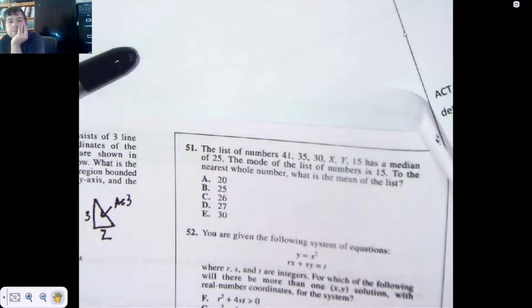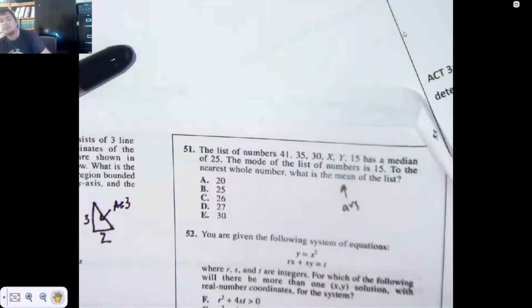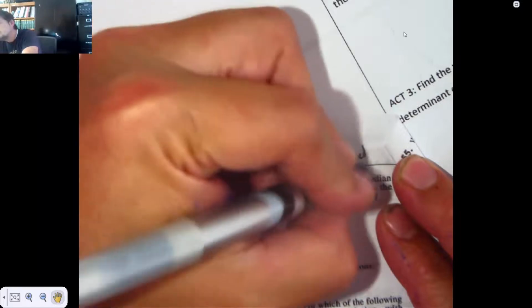51, the list of numbers 41, 35, 30, x, y, 15 has a median of 25. The mode of a list of numbers is 15. To the nearest whole number, what is the mean of the list? So mean means average. All right. We have a median, which is basically the organized middle. And we have a mode, which is most often. I believe that's how it goes, isn't it?